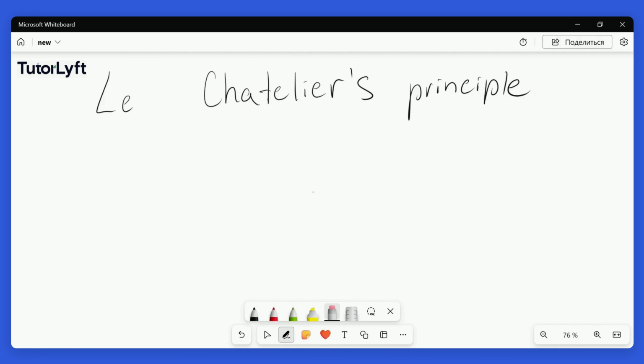All right, let's talk about Le Chatelier's principle. Why do we even need this? It's the shift of equilibrium. So we know that we have reactants on the left side and products on the right side.